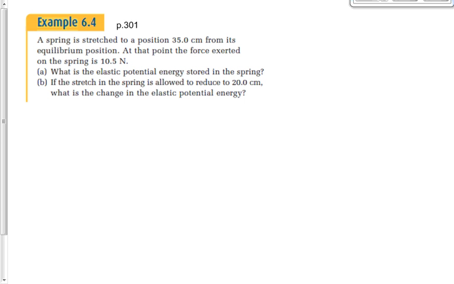So let's take a look at an example on page 301. Example 6.4. It says a spring is stretched to a position 35 centimeters from its equilibrium position. Equilibrium position is its natural position, the position it is if it's just sitting on a desk. It's stretched 35 centimeters from that equilibrium position. What variable is it that we're given? Right there. If it's stretched 35 centimeters, by the way, first I want to circle that centimeters because that's a non-standard unit that I know I'm going to have to convert. I want to draw my attention to that so I don't forget to do that.